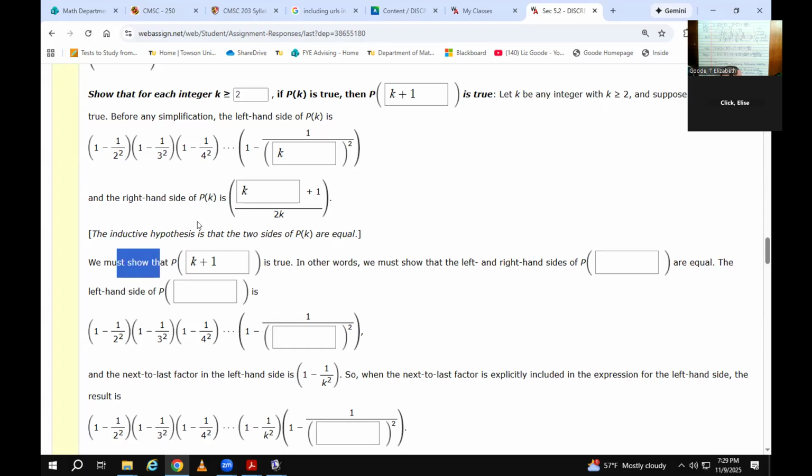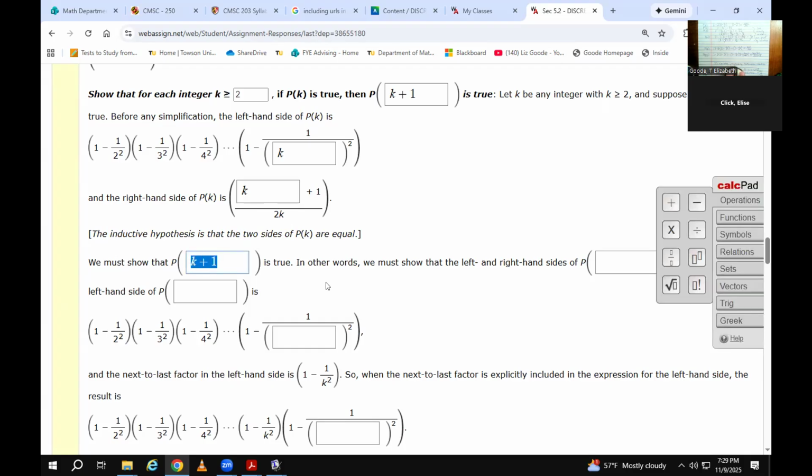We can't assume it. We assume that P of K is true. That's called the inductive hypothesis, that the two sides of P of K are equal, or that's another way of saying P of K is actually a true equation. What we must show always in weak induction is that we can step up to the K plus first step.